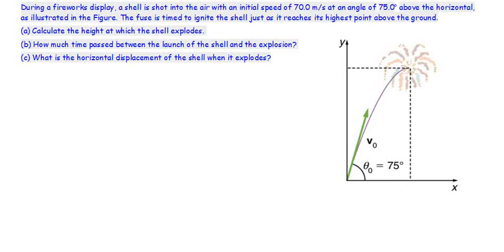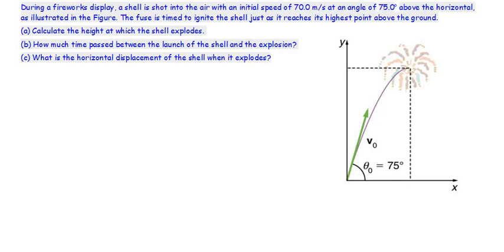Now the fuse is timed to ignite the shell just as it reaches the maximum height, or the highest point above the ground. We need to calculate the height at which the shell explodes, which means the maximum height. Then we need to calculate how much time passed between the launching and the explosion. And then what is the horizontal displacement of the shell when it explodes, which means the range.